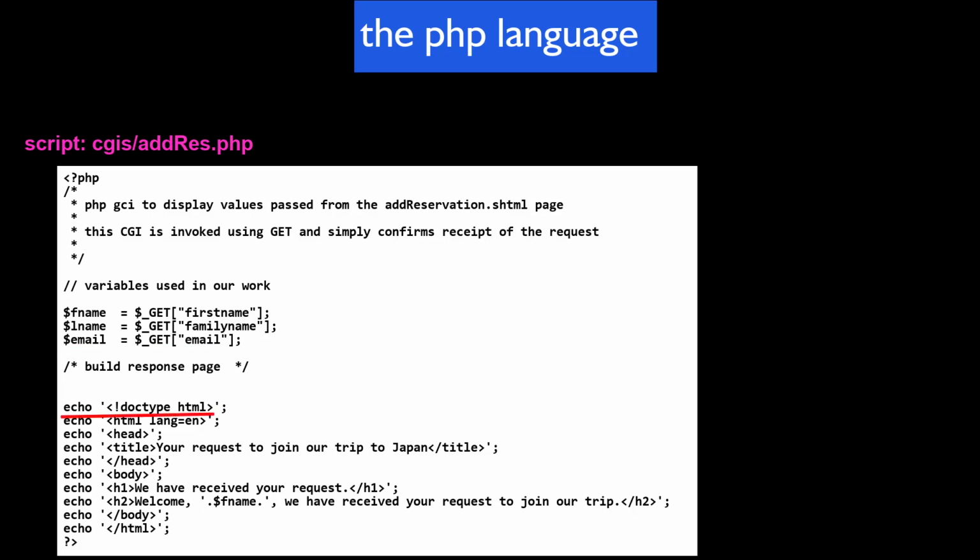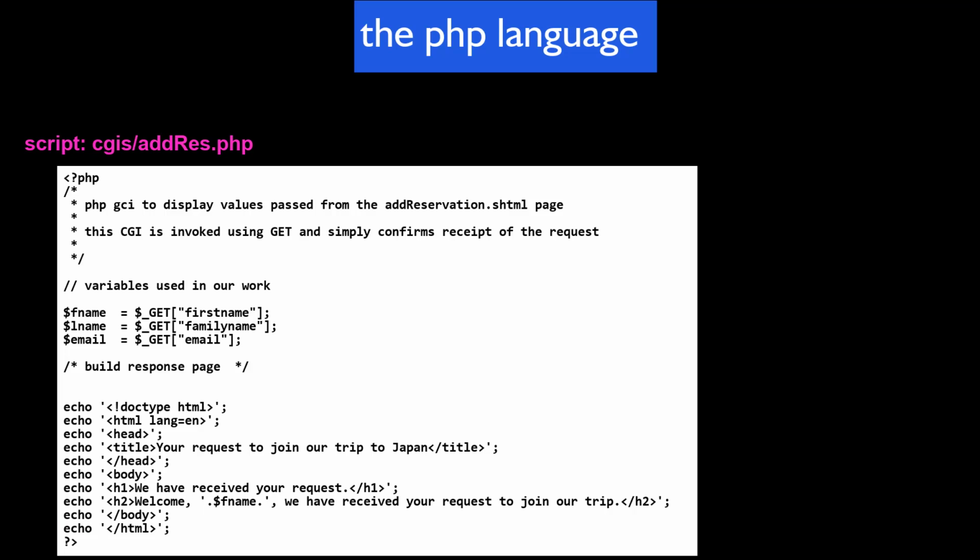Echo doctype HTML, echo HTML lang equals en, echo head, echo title, your request to join our trip to Japan, echo head end tag, echo body start tag, echo H1 element, we have received your request, echo H2, welcome, quote, $fname dot, quote, comma, we have received your request to join our trip, echo body end tag, echo HTML end tag, and turn off the PHP processor.